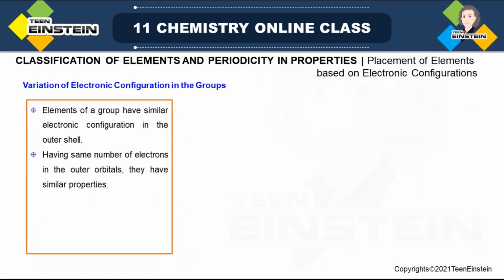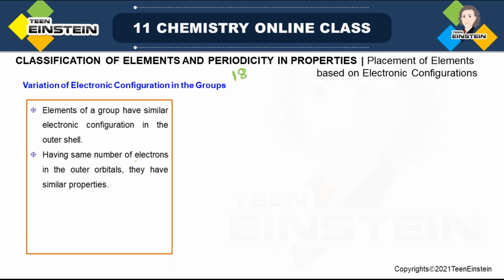Now variation of electronic configuration along the period, that we have discussed in the last class, but now we will see how it happens in a group. We know there are total how many groups? Total 18 groups are present.